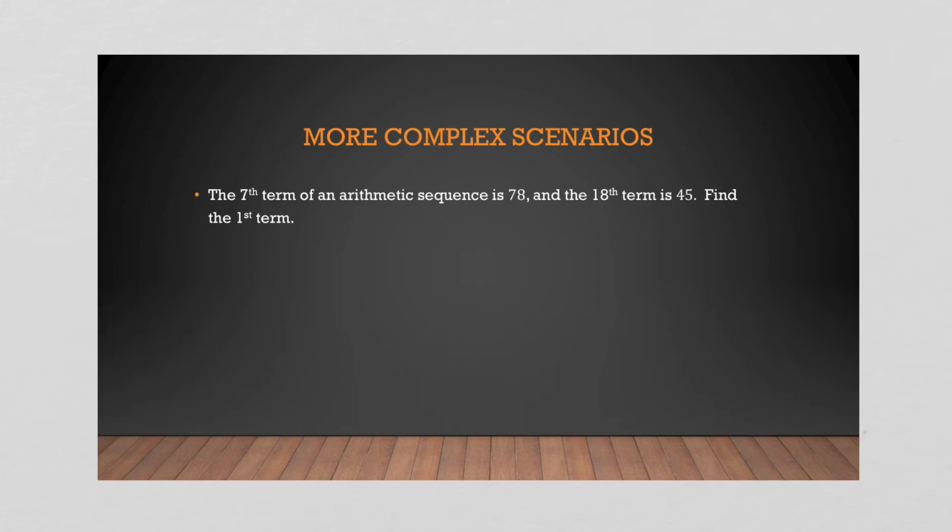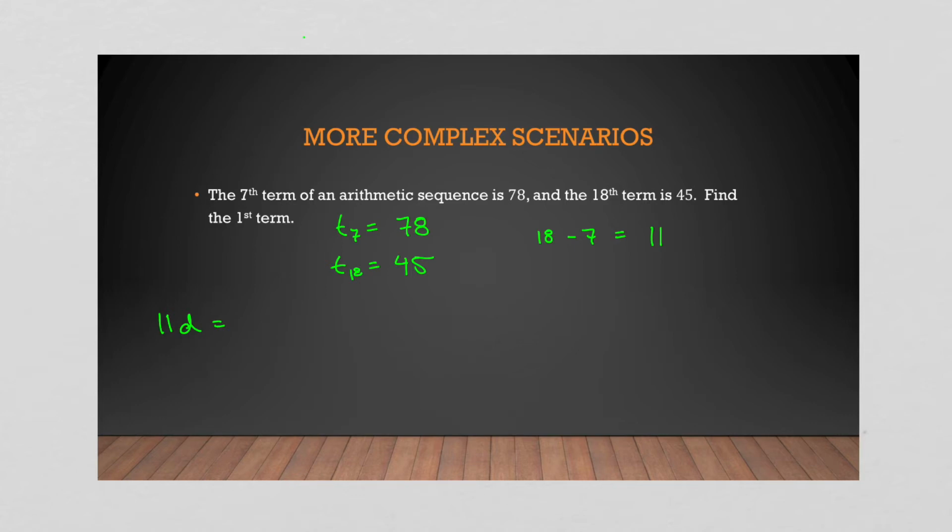If they give you a bit of information, so they tell you the 7th term is 78 and the 18th term is 45. Well, that means we have T7 equals 78 and we have T18 equals 45. So what we can get out of this is, in order to find the first term, we need D. We need to know what our common difference is. So if you look at the amount of terms, you have 18 terms and then 7 terms. So how many terms are in between? You have 11 terms in between. So what that means is you have 11 times your difference to give you the difference between those two terms.